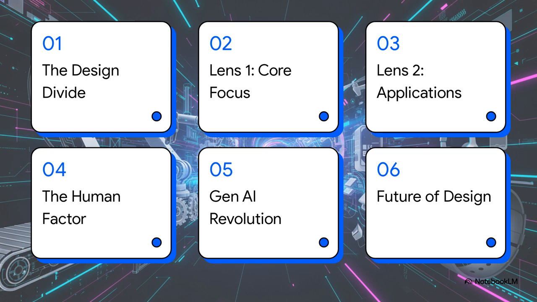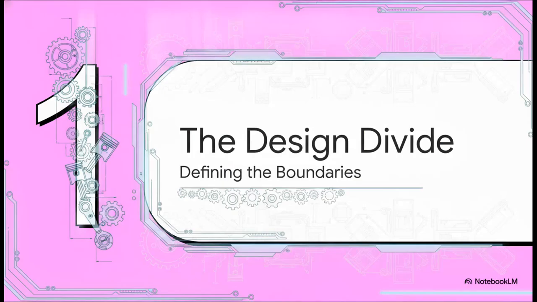Here's our blueprint for today. We'll hit the design divide, look through Lens 1 on core focus, then Lens 2 on practical applications, dive into the human factor, talk about the Gen AI revolution, and wrap up with the future of design. Let's get to it. Section 1.